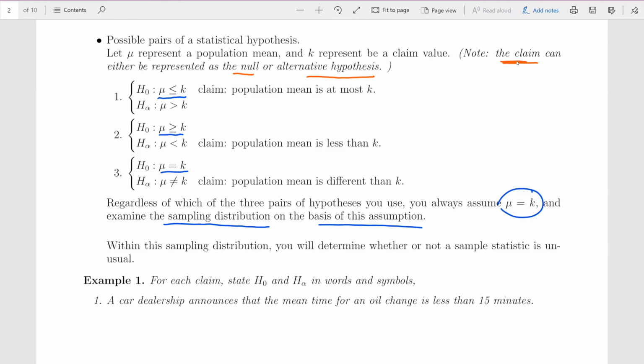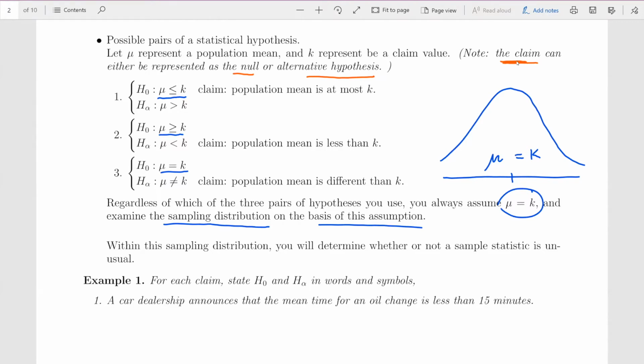For example, if your sample size is at least 30, then your sampling distribution is a normal distribution, right? And then you assume that your population mean is equal to K. That's what you assume. Those are your assumptions when you conduct hypothesis testing, and then you use your collected sample in order to test your claim.